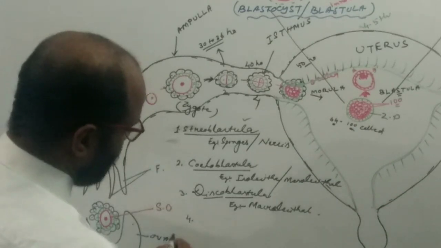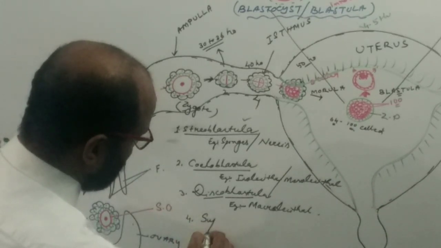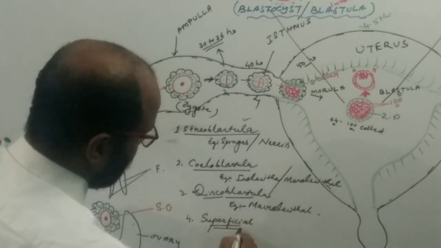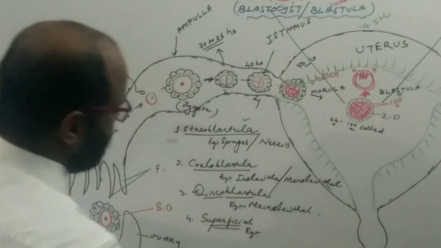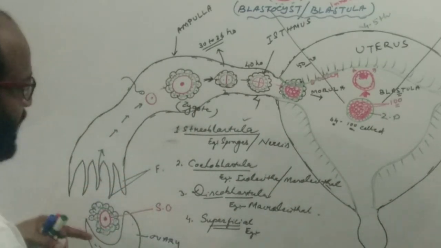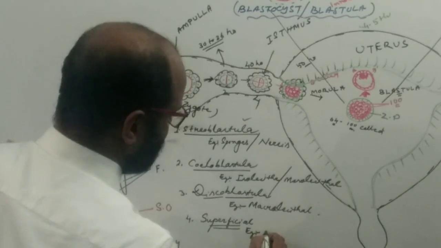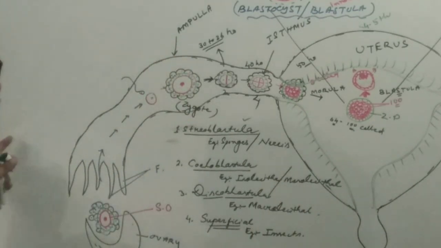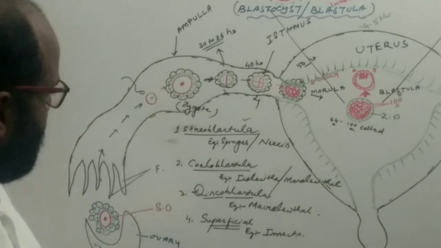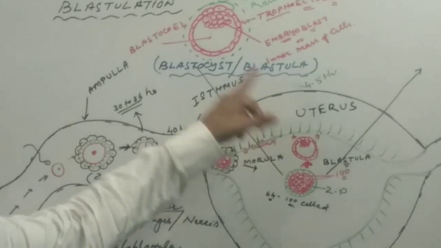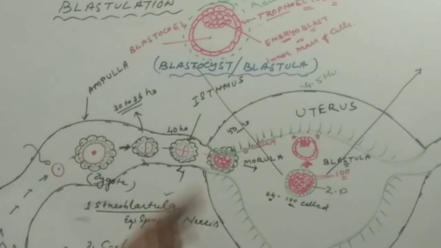Another type of blastula is the superficial blastula. Because of the superficial cleavage found in insects, the superficial blastula is formed. So these are the different types of blastula, and this is the process of blastulation found in humans.